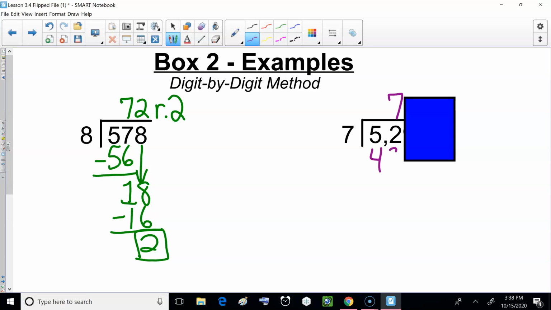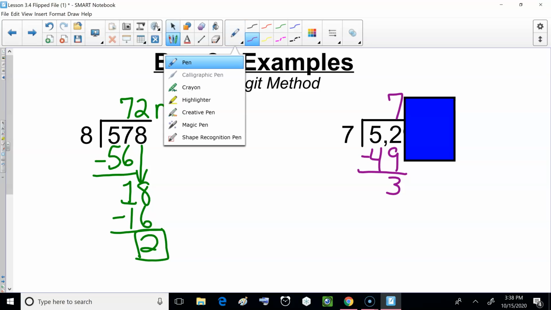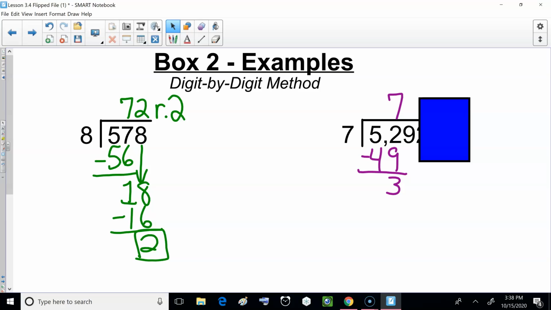7 times 7 is 49. I subtract, I'm left with 3. 3 is less than 7. I can go on to the next box. I can now bring down the 9. So I turned my hundreds into tens, plus the 9 tens I have. So how many times can 7 go into 39? Well, I always go with 5. 7 times 5 is 35. That's pretty close. So I put a 5 there.